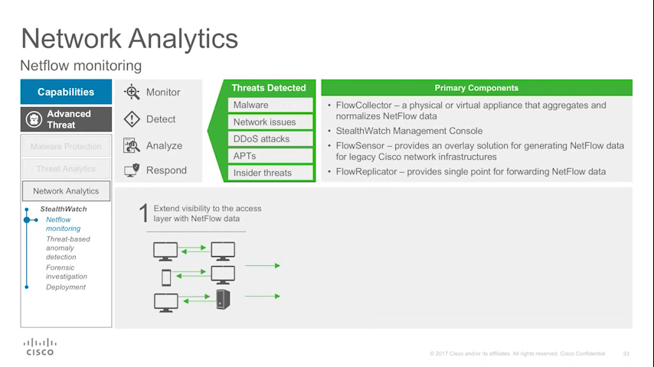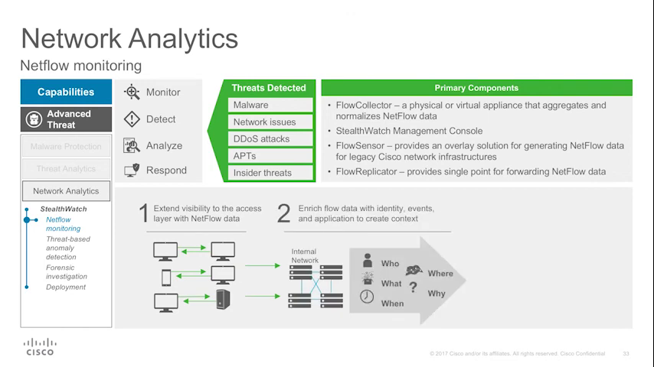At the heart of the StealthWatch system is the Flow Collector. The Flow Collector receives flow data from network infrastructure and stores it in a local database. StealthWatch enriches flow data with identity, events, and applications to create context of the who, what, where, and why of all threats and data within a network.